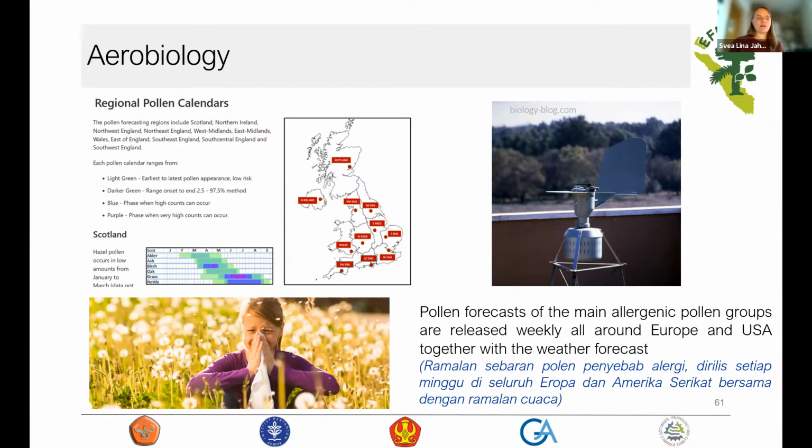But we can, for example, also find regional pollen calendars where we know when exactly, in which month, we have a high content of a certain pollen in the air. I don't find it in an Indonesia forecast. Sad. Okay. Maybe because there is a lot of pollen every season. Yeah, maybe it's throughout the whole year.